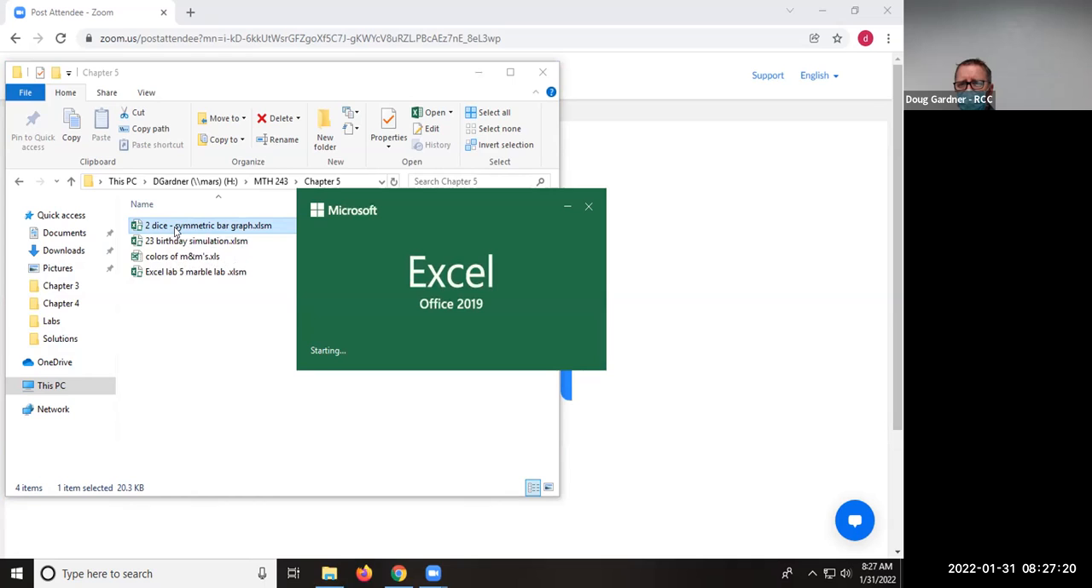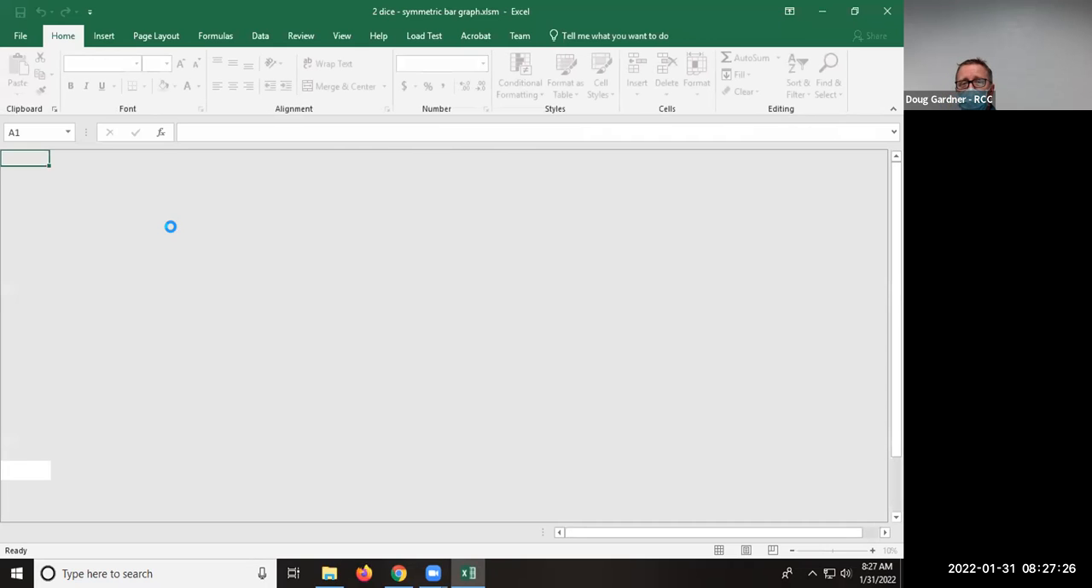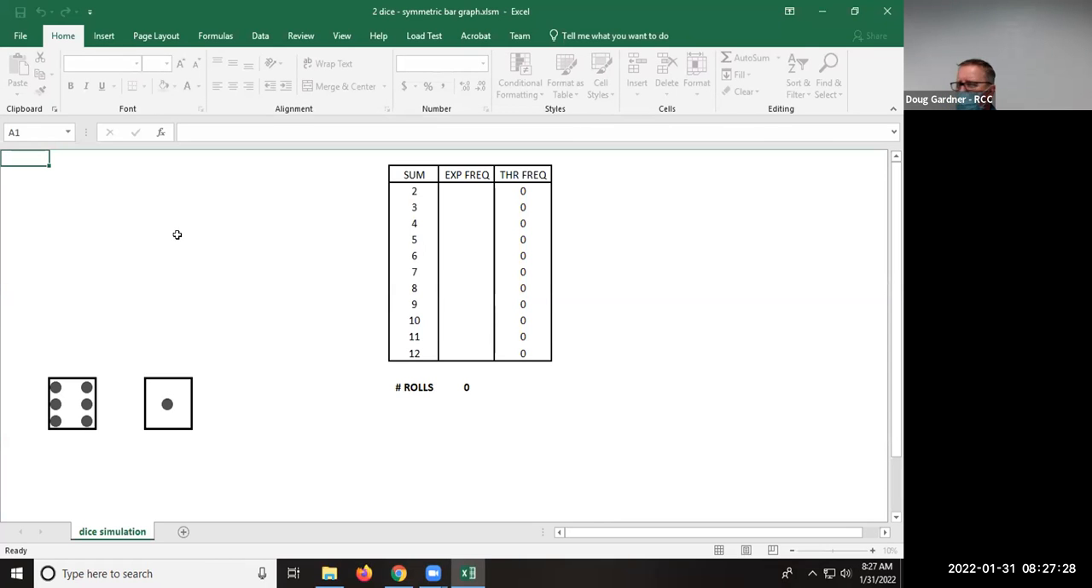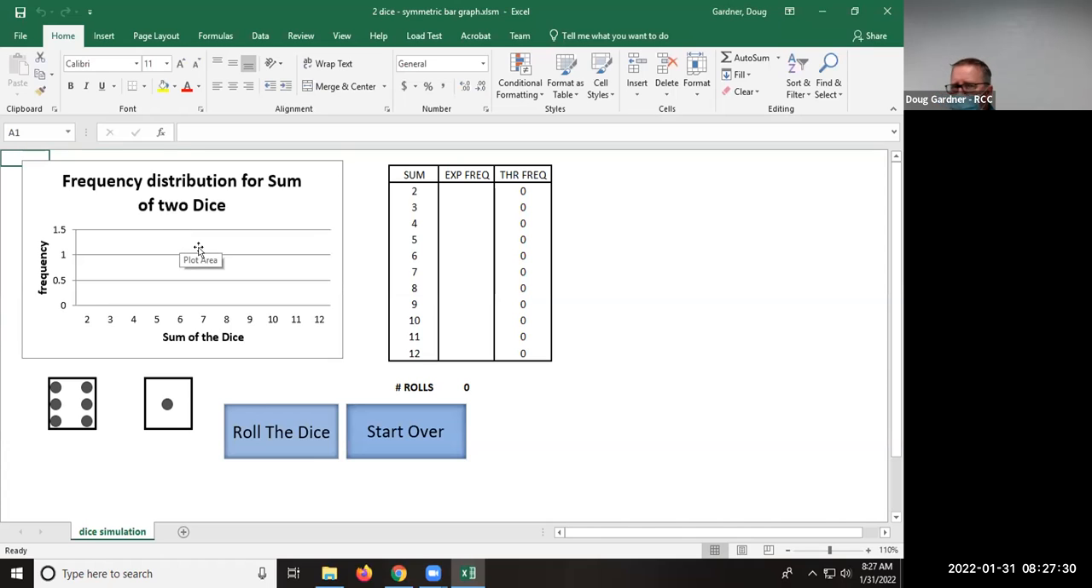So this is kind of a side note, but you can do some amazing things with Excel. This is a simulation that I made as a part of another class where we spend more time with this, for simulating rolling dice.